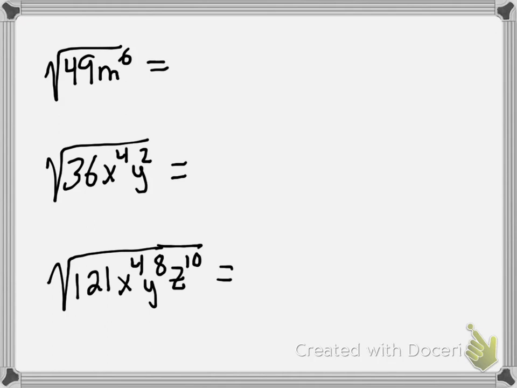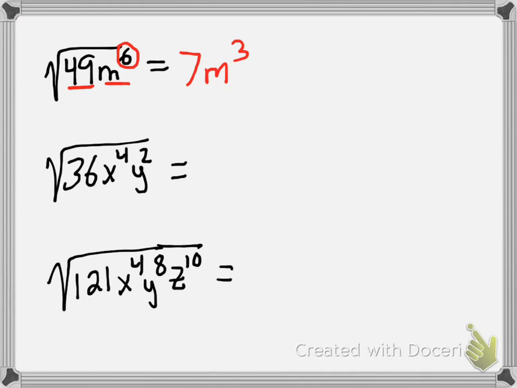Alright, so first off with this one, I'm going to change my color. We're going to have to deal with the square root of 49. Well, the square root of 49, if you remember, is just 7. And now we have to deal with this m to the 6th. Well, it's always going to be half of that, so that becomes an m to the 3rd. And that's our final answer. If you notice, there's no radical. These in Math 1 are going to be perfect radicals, so there's not going to be any leftovers. You're not going to have anything left under the radical like you will in Math 2.